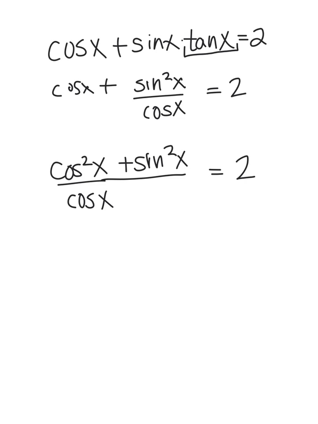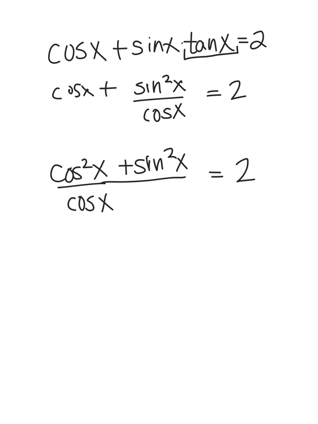Okay, so you know that this is 1, right? So now I have 1 over cosine x equals 2, which is secant.